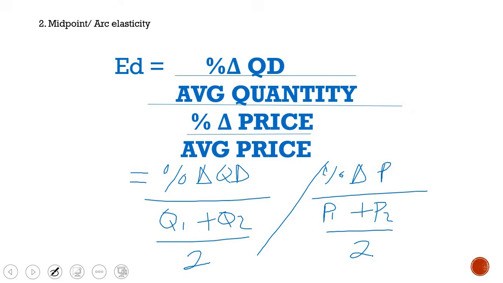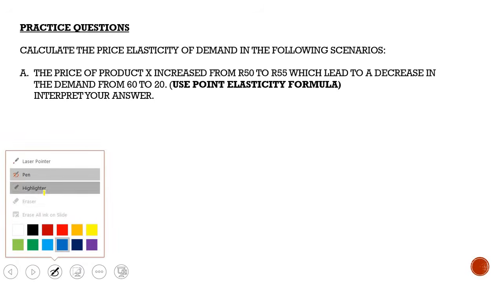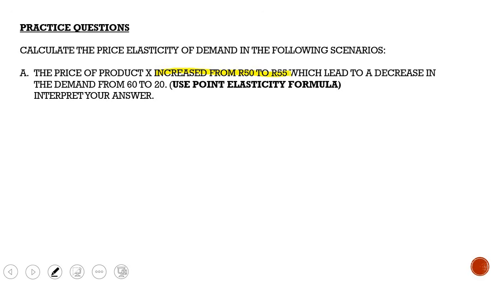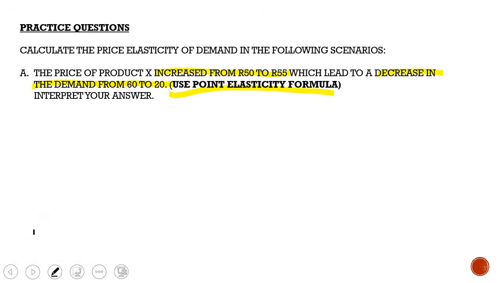Okay, now we're going to do two practice questions. So it says here, calculate the elasticity of demand in the following scenarios. So A says the price of product X increased from 50 to 55 Rand, which led to a decrease in the quantity demanded from 60 to 20. And we need to use the point elasticity formula. It says here interpret your answer, but we haven't gotten to that part of the chapter, so we're not going to answer this part here.